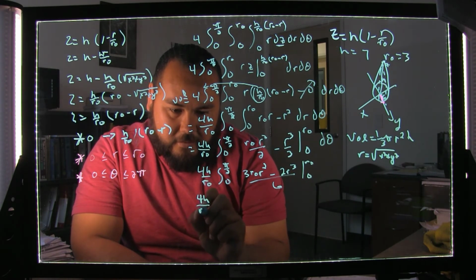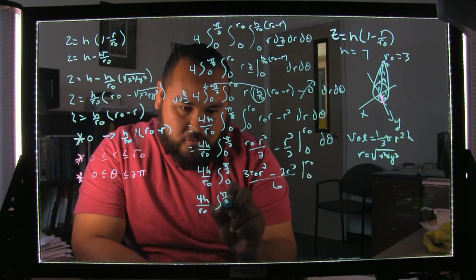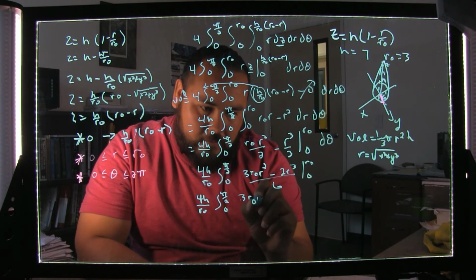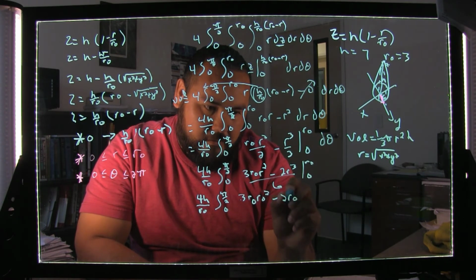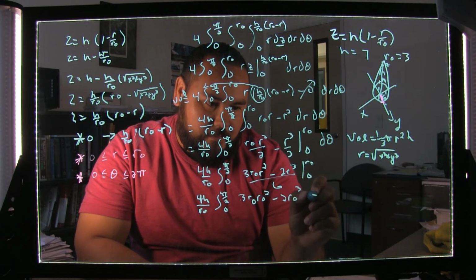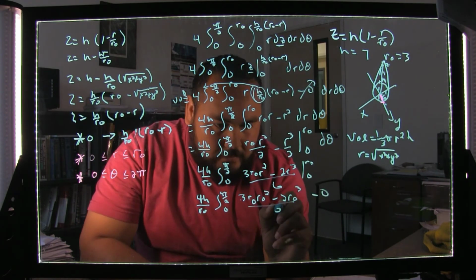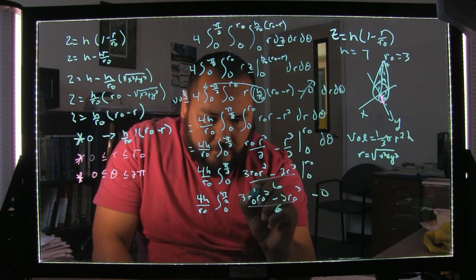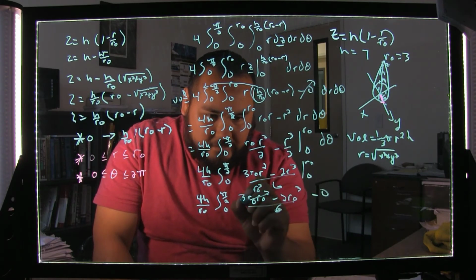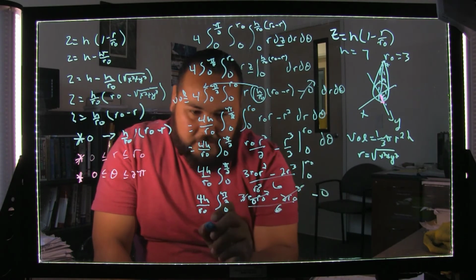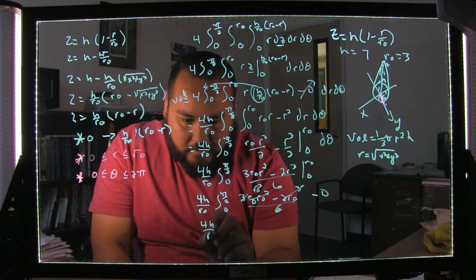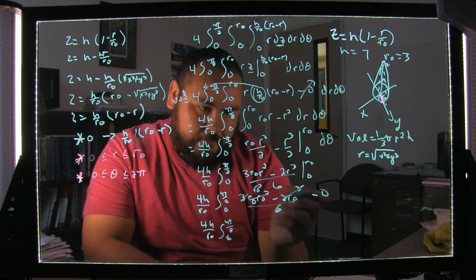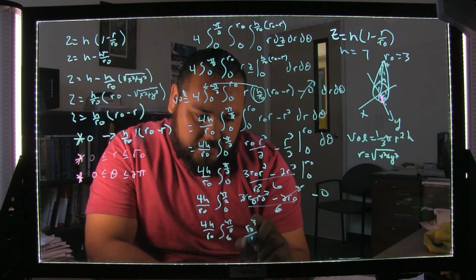Alright, 4h over ro, integral from 0 to pi over 2. So we're going to have 3 ro squared minus 2 ro cubed minus 0, and this is over 6. So if you think about it, this right here goes to ro cubed, so that goes away, and once we subtract, our new integral is going to be 4h over ro, the integral from 0 to pi over 2 of ro cubed over 6 d theta.